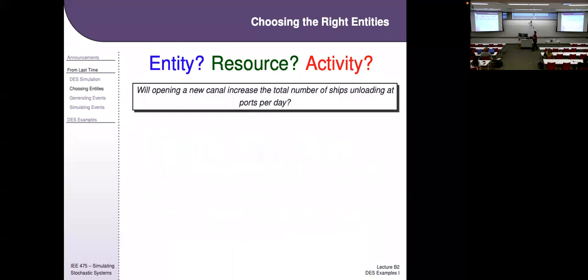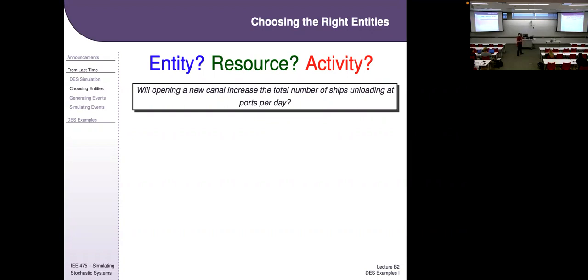All right, so the last example for this shipping one here: will opening a new canal increase the number of ships unloading at ports per day? In this case, maybe I'll flip it and ask, what do we think a resource might be for this question? What is the major limiting thing in this question? The canal, that's right. So here we're saying, imagine a system with one canal or two canals. The canals never move. They're the thing causing the delay. So we know that canals will probably be the resource.